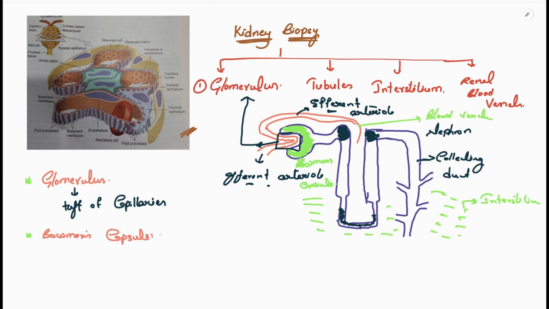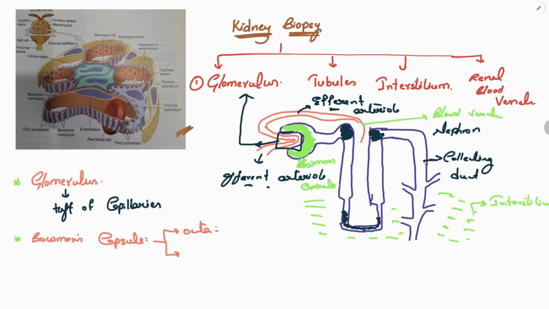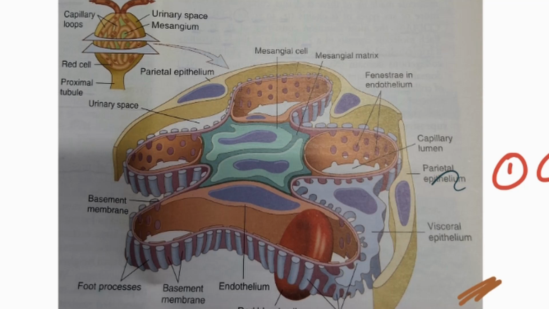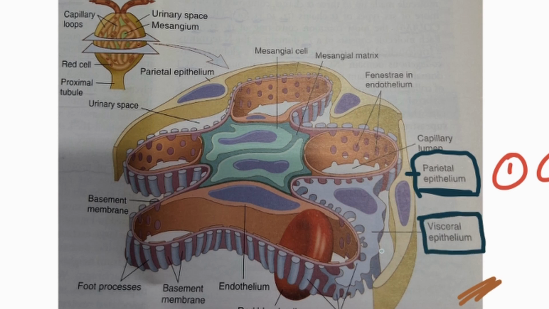This Bowman's capsule is made up of two layers. First one is two epithelial cell layers. Outer one is parietal epithelium. Inner one is visceral epithelium. You can observe here, the outer one is called the parietal epithelium. This is the outer one. And the internal structure is called the visceral epithelium. Between these two, Bowman's capsule is present.